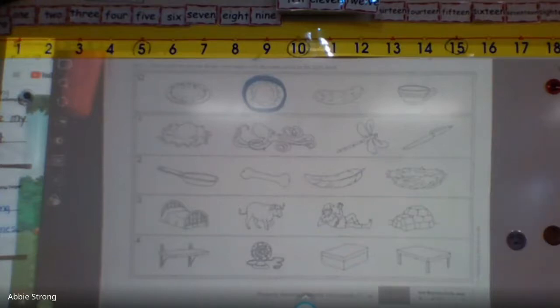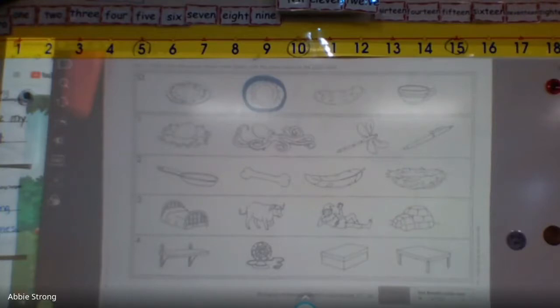fish. Fish. Pan, bone, feather, fish. Which one starts the same way? You can't say anything because that's going to steal people's brain power. Pan, bone, feather, nest. Which one starts the same way as fish?